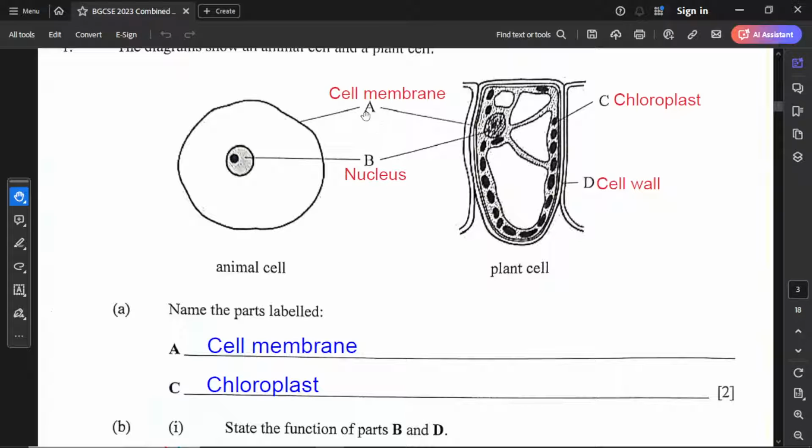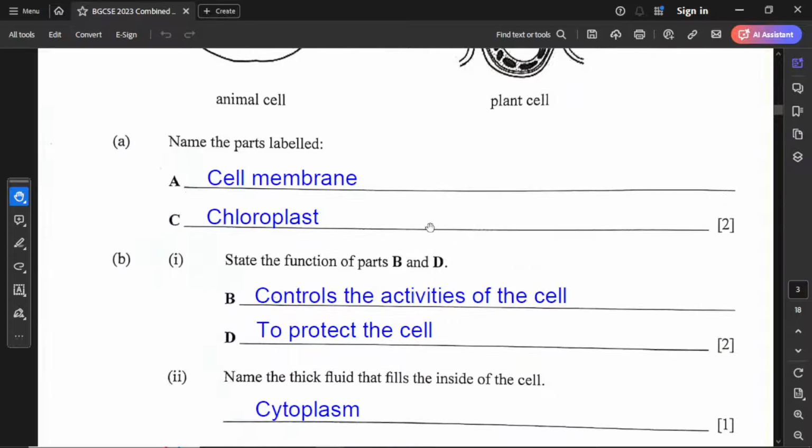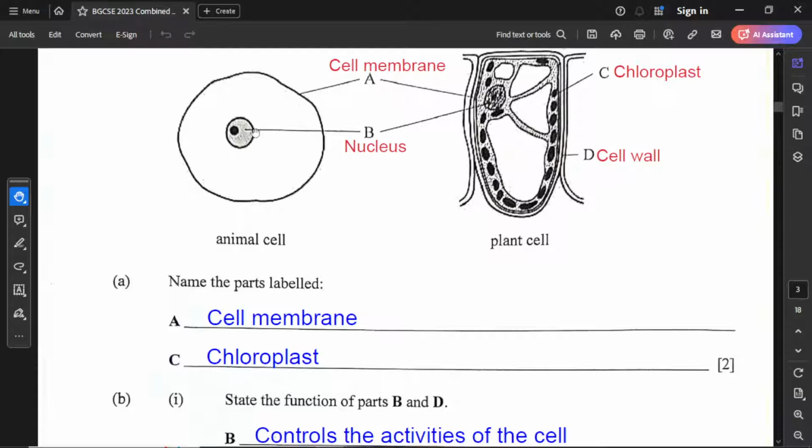And so again, A is the cell membrane and C is a chloroplast. And notice that there are many of the chloroplasts within a plant cell. For B, is to state the functions of B and D. So B is the nucleus and D is the cell wall.